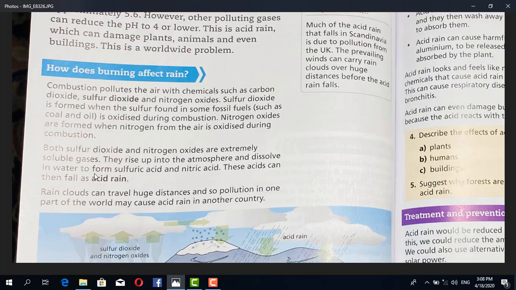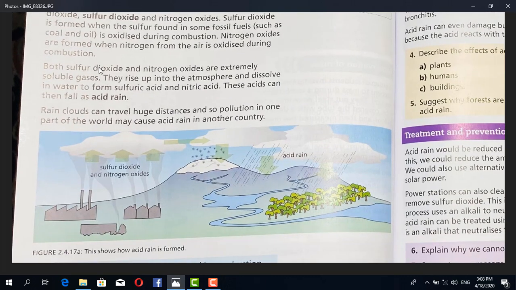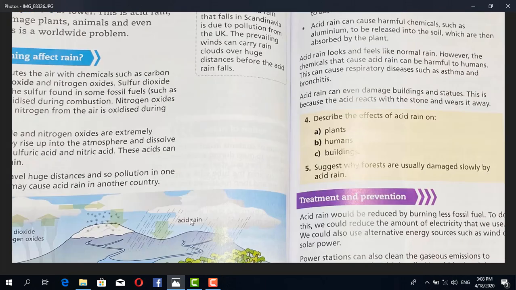Both sulfur dioxide and nitrogen oxide are extremely soluble gases that rise up into the atmosphere and dissolve in water, forming sulfuric acid and nitric acid. These acids can then fall as acid rain. The rain clouds can travel huge distances, and so pollution in one part of the world may cause acid rain in another part of a country.